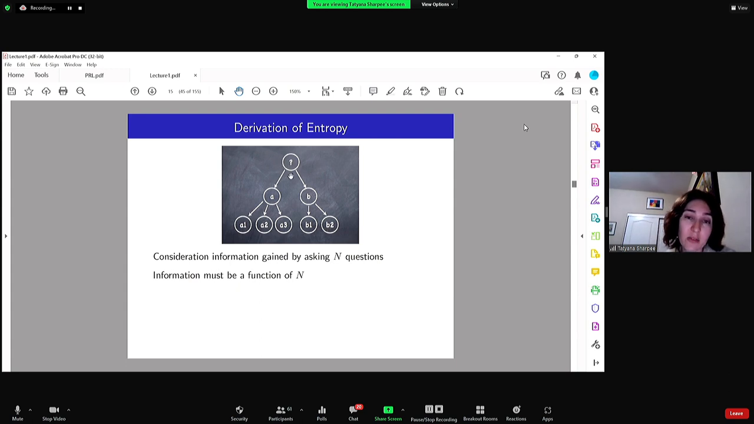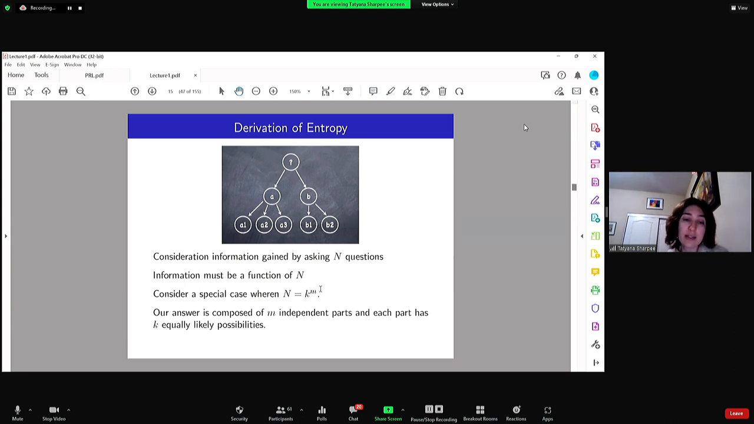So information must be a function of how many questions you have asked, because this is the number of measurements. And let's consider the case where the number of possibilities is K to the M, so kind of a hierarchical process. So our answer is composed of M independent parts here, and each part has K equally likely possibilities. For now it will be uniform.